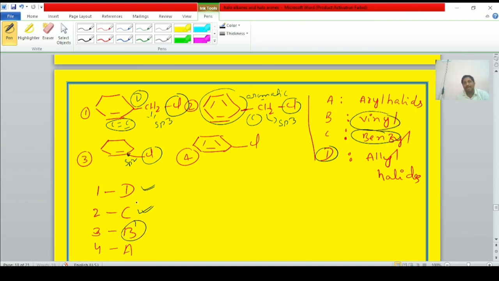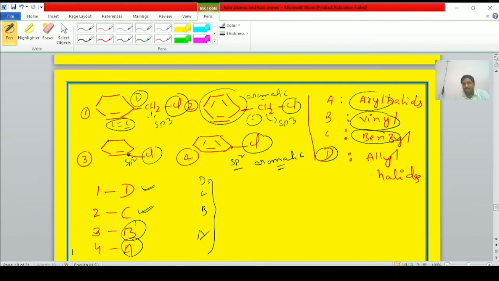Last one. The halogen atom is bonded to the sp2 hybridized carbon atom of the aromatic ring, known as aryl halide. Here A is correct. The last one is aryl halides. Hence D, C, B, A is the correct match.